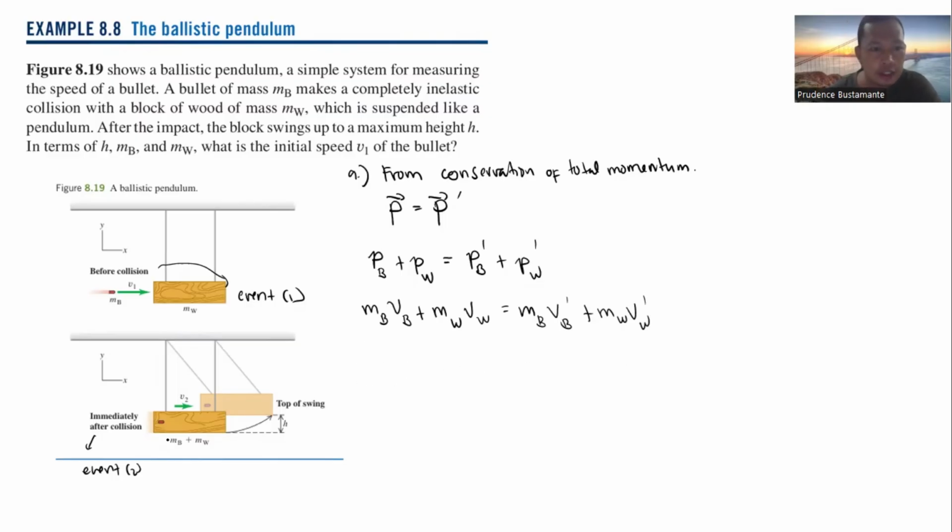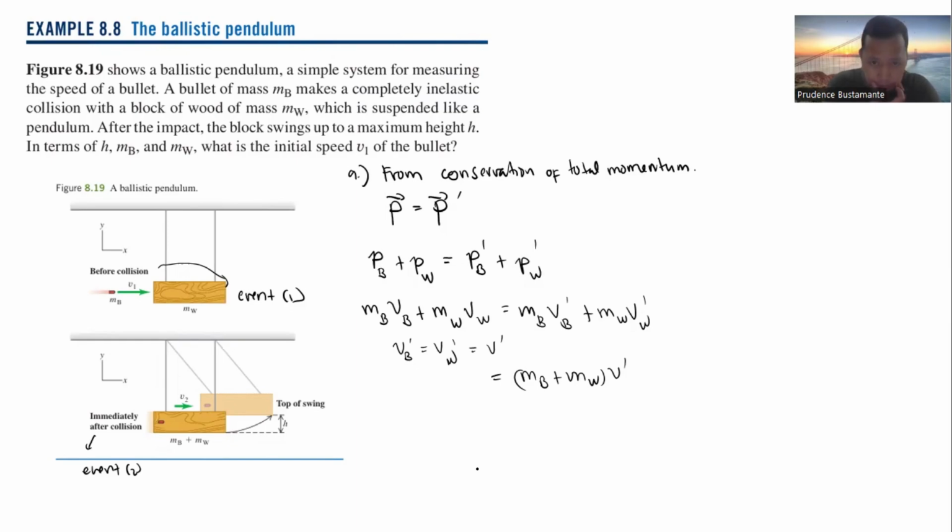So here you can see that after the bullet is stuck in the wood, they have the same velocity, meaning v_B final is equal to v_W final, which is now just v final. Okay, so on the right-hand side this becomes (m_B plus m_wood) times the final velocity, that one, v2.